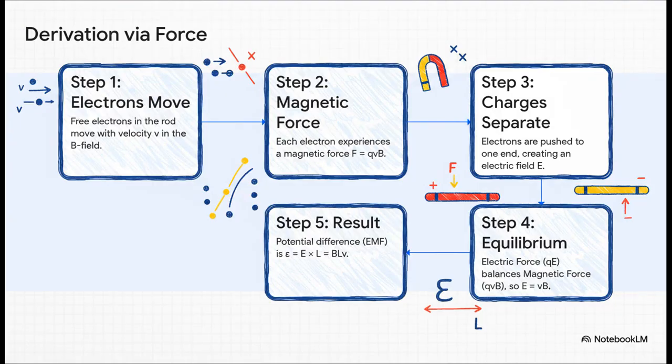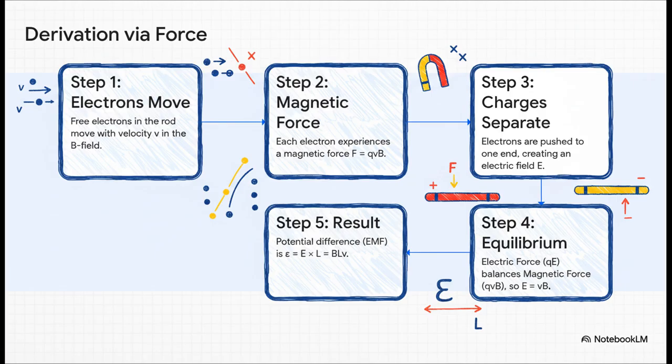You know, this approach is so cool. Think about it for a second. The rod is moving, right? That means all the free electrons floating around inside it are also moving with velocity v through that magnetic field. And we know from the Lorentz force that a moving charge in a B field feels a force, F equals qvB. This force literally shoves the electrons down to one end of the rod.